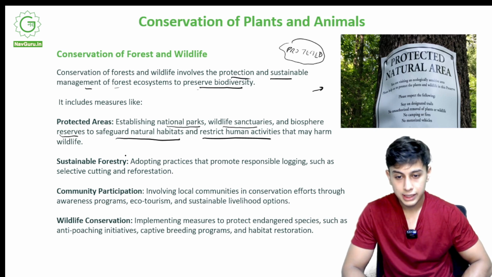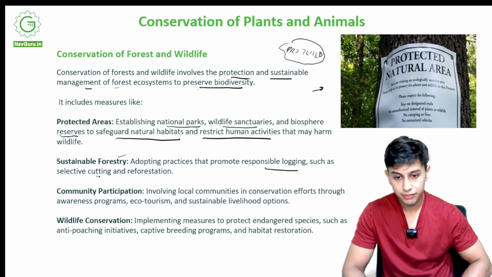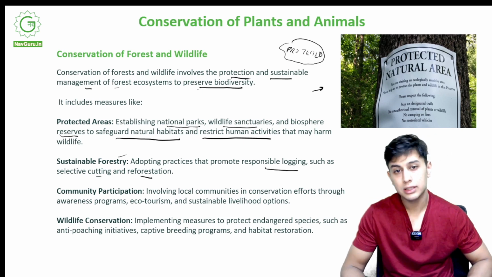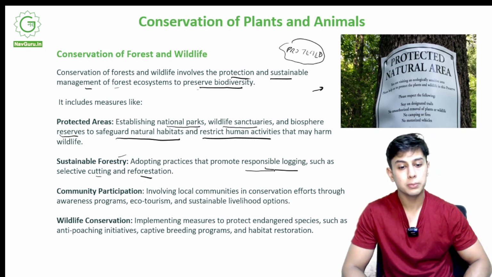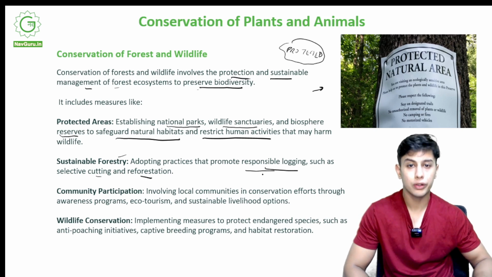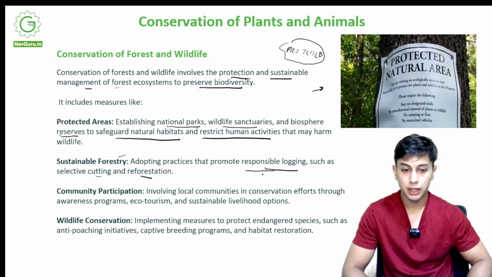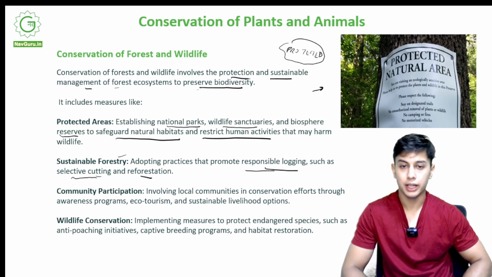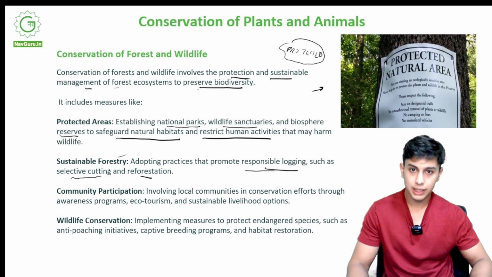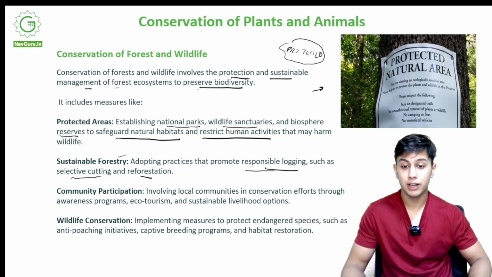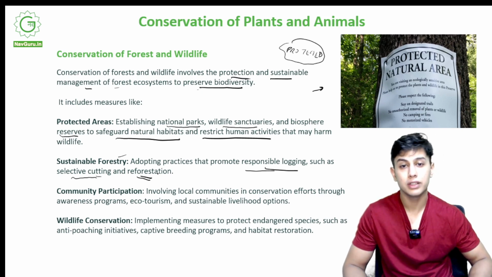Okay. Sustainable forestry, adopting practices that promote responsible logging such as selective cutting and reforestation. So I will use sustainable methods. What could be sustainable methods? I promote responsible logging. Okay, I do not cut a lot of trees altogether. I cut them in that fashion that they will regrow. Okay, I practice selective cutting. I will only cut selective trees which have grown a lot in size or which I know will regrow very fast. So selective cutting. And reforestation, planting more trees in place of the trees that I cut.